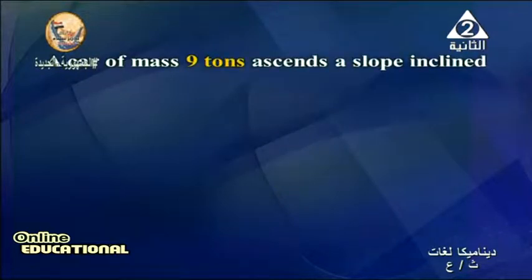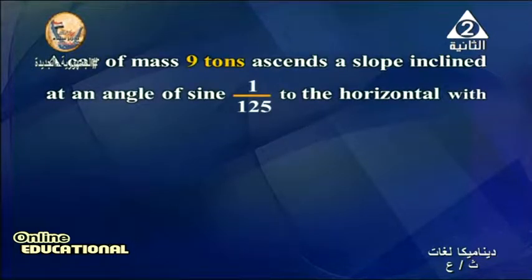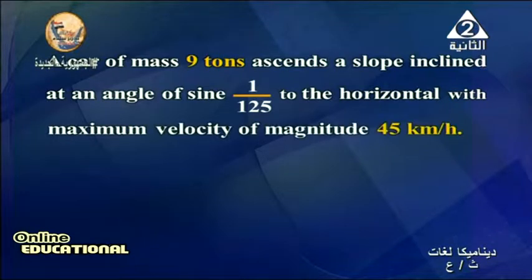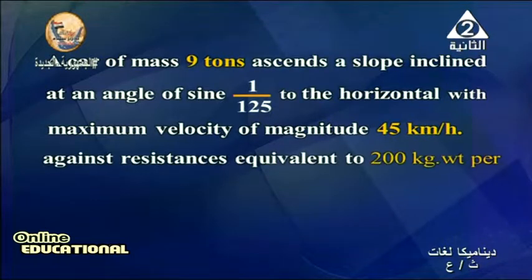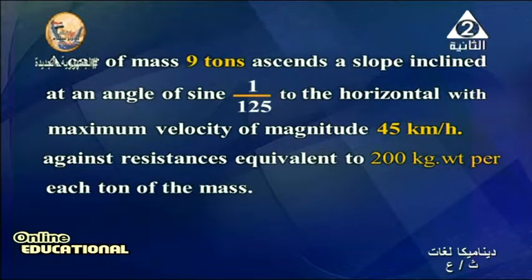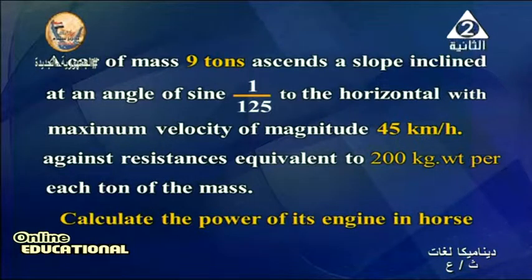A car of mass 9 tons ascends a slope inclined at an angle of sine 1 over 125 to the horizontal with maximum velocity of magnitude 45 km per hour against resistance equivalent to 200 kilogram weight per each ton of the mass. Calculate the power of its engine in horse.